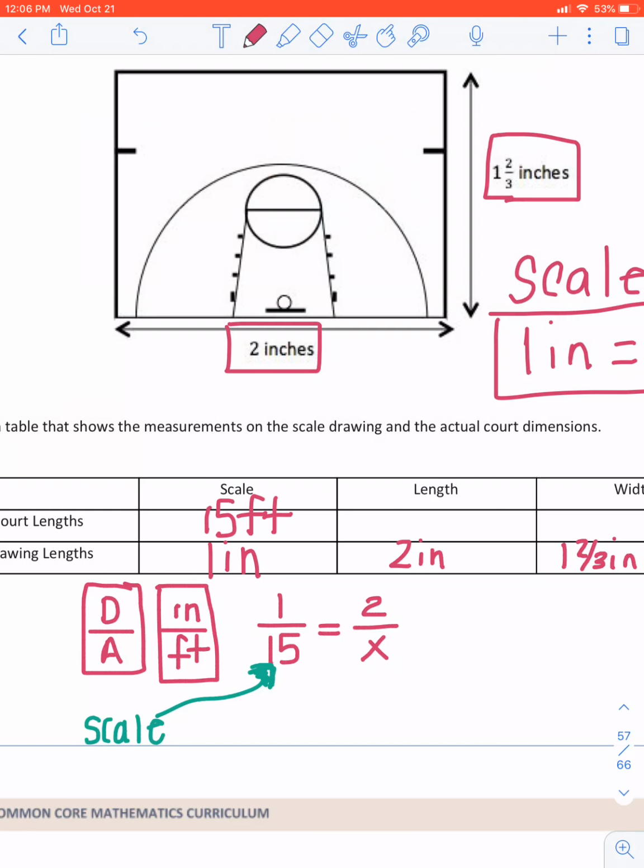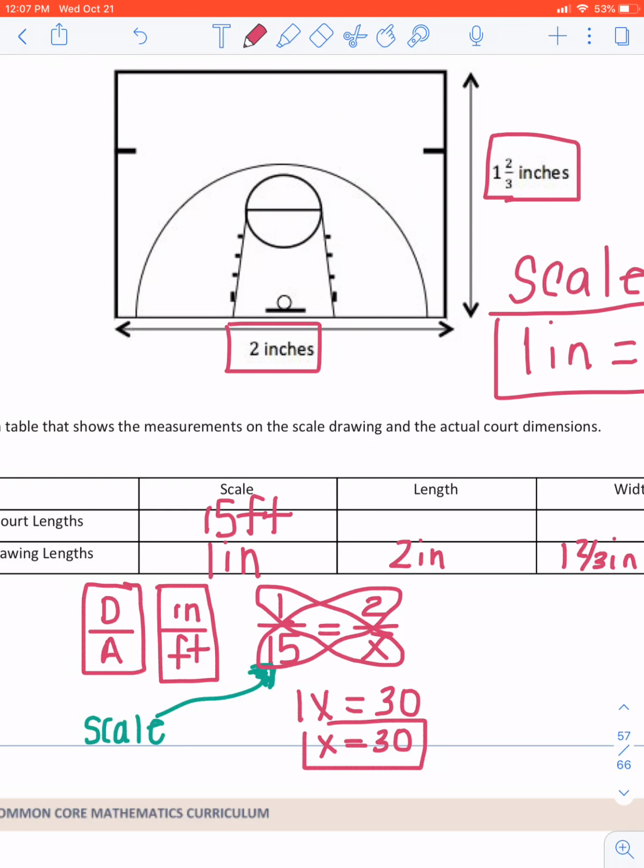All right, so how to solve this? We are going to cross multiply. So that means we're going to take the numbers opposite each other, so 1 and x, and we're going to multiply. So 1 times x gives us 1x equals, and now we're going to do the 15 times 2. 15 times 2 is 30. Now 1x is the same thing as x, so we know that x is equal to 30. So we can go back up to the chart and fill in 30 feet as our length.